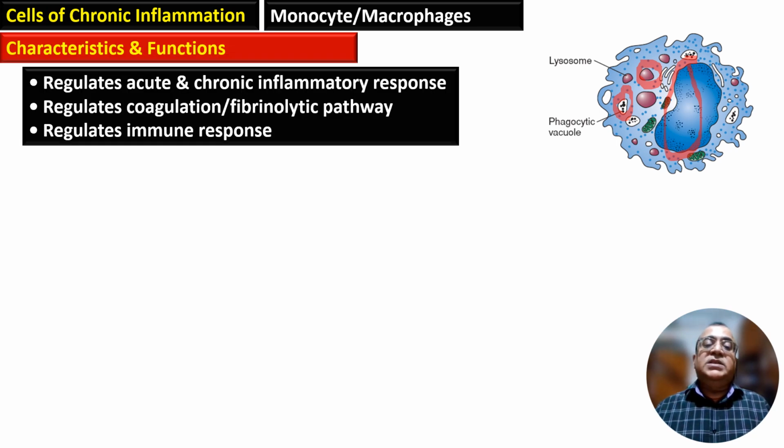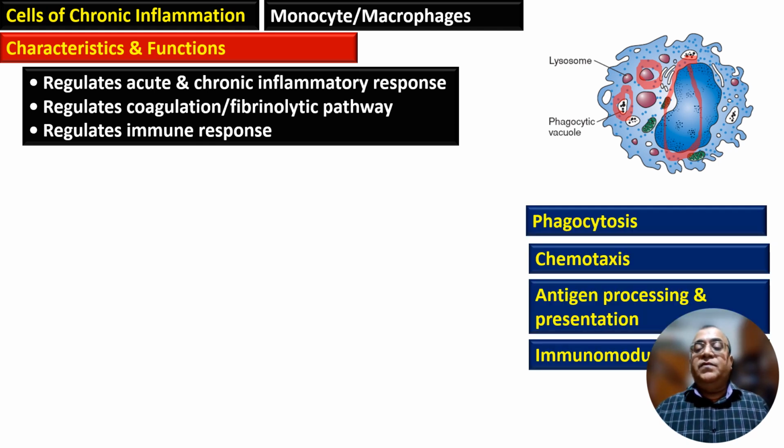So these macrophages are important in acute and chronic inflammation both. In the acute inflammation, they migrate to the site of injury, clear pathogen and debris and apoptotic cells. In the chronic inflammation, they regulate the progression and maintenance of the inflammation. The functions of these cells are phagocytosis, chemotaxis, antigen presenting processing, and immunomodulation.